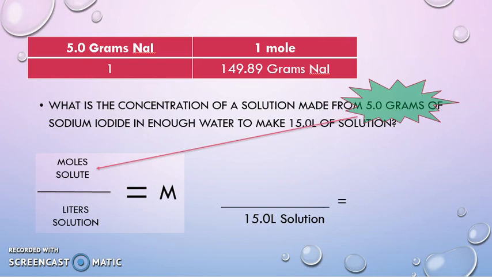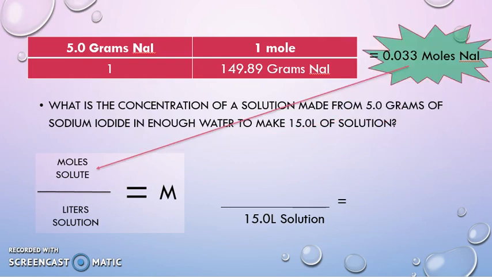Time to plug and chug. I find that with good significant figures, 2 in is 2 out, I would get 0.033 moles of sodium iodide. And it's this number that I want to plug into my problem, because now the units match. So I plug that in and solve it, and I find out that my final answer is 0.0022 molar. And again, you want to make sure you have good significant figures. When you're dividing, it's the fewest number of significant figures that you were plugging into your calculator.